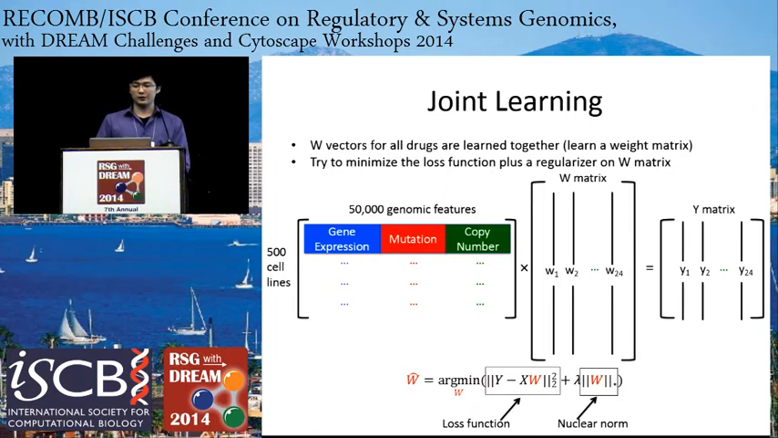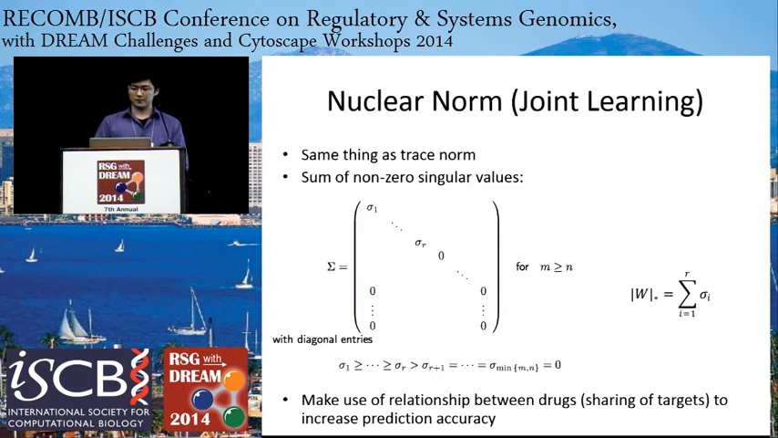On the other hand, for joint learning, weight vectors for all drugs are learned at the same time, so we are learning this weight matrix. Thus, we try to minimize the loss function plus a regularizer on the weight matrix. Here, the regularizer we used is a nuclear norm regularizer. So nuclear norm is the same thing as a trace norm. It's basically the sum of all non-zero singular values. For a matrix, the number of non-zero singular values is the same as the rank of the matrix.